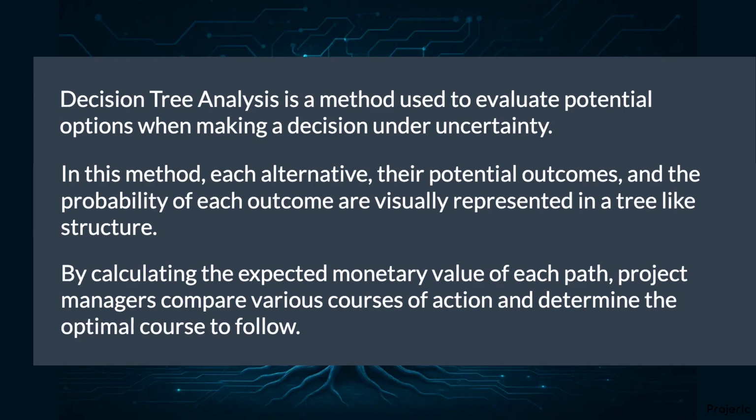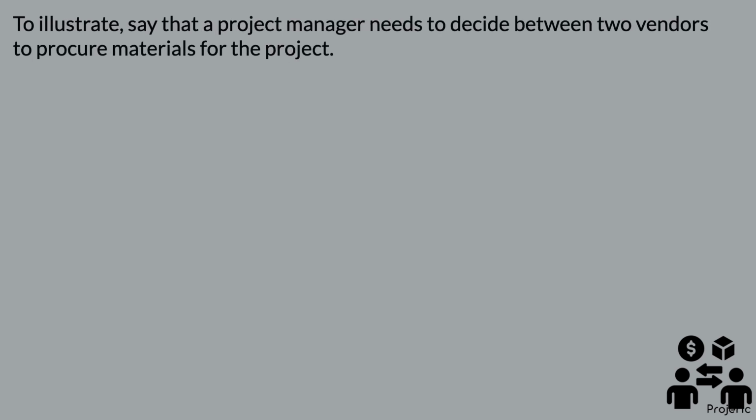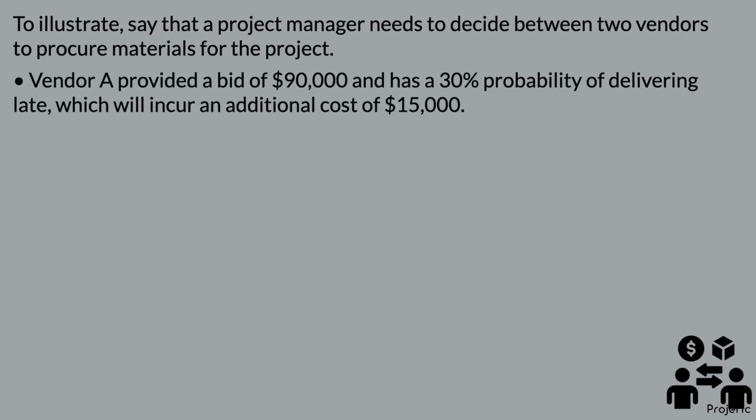optimal course to follow. To illustrate, say that a project manager needs to decide between two vendors to procure materials for the project. Vendor A provided a bid of $90,000 and has a 30% probability of delivering late, which will incur an additional cost of $15,000.